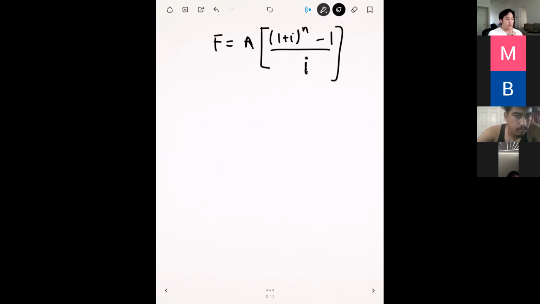Okay, so we have F is equal to A times ((1 + i)^n - 1) / i. Because we have an F and an A here, we can use this formula to convert between a future sum and a uniform series. Schematically, it might look something like this.